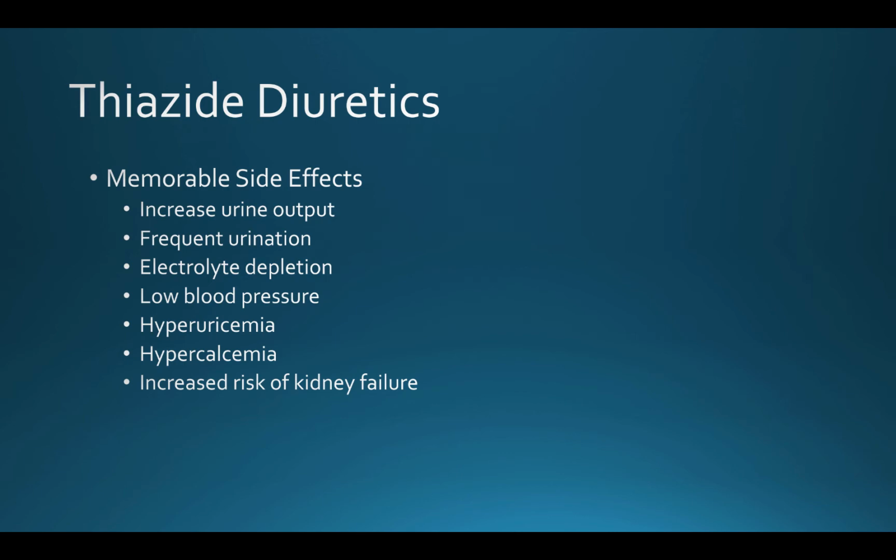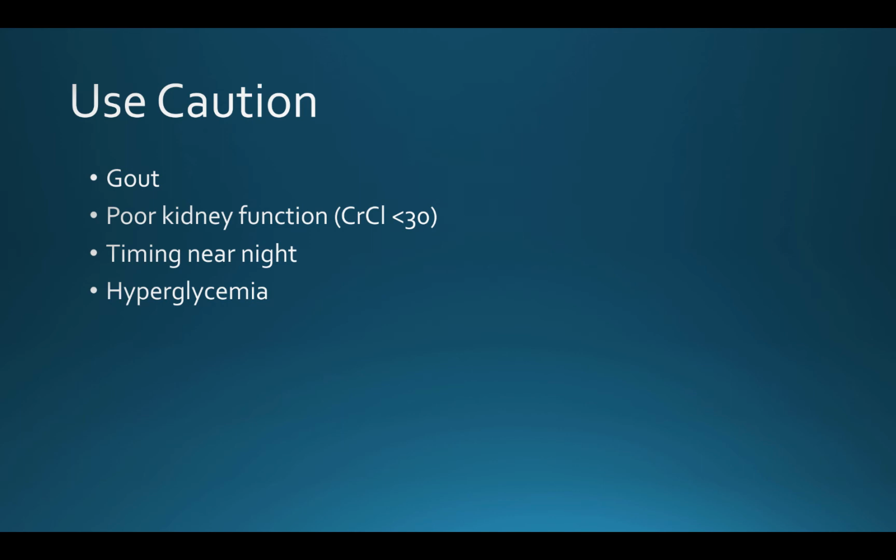Rarely, I have seen thiazides contribute to hyperuricemia. So that's elevated uric acid, which is really, really important in gout. You've got to remember that one. Also, rarely, I have seen it contribute to an elevated calcium in the blood. Mechanistically, the way these work, they help the body retain calcium. So a couple of elevated levels that you might not think about with thiazide diuretics, but they certainly can happen. So again, use caution in gout.